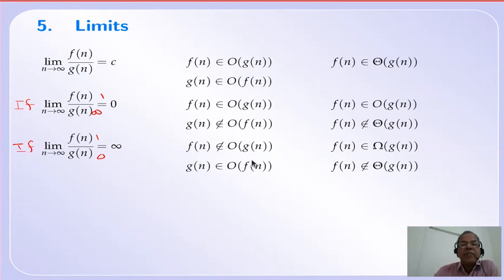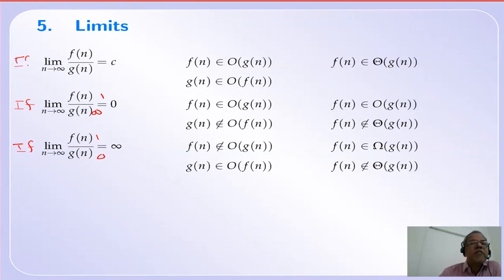Or I may say f of n is big omega of g of n. g of n is always lower. f of n grows faster, therefore g of n is a lower bound, but not a tight lower bound.